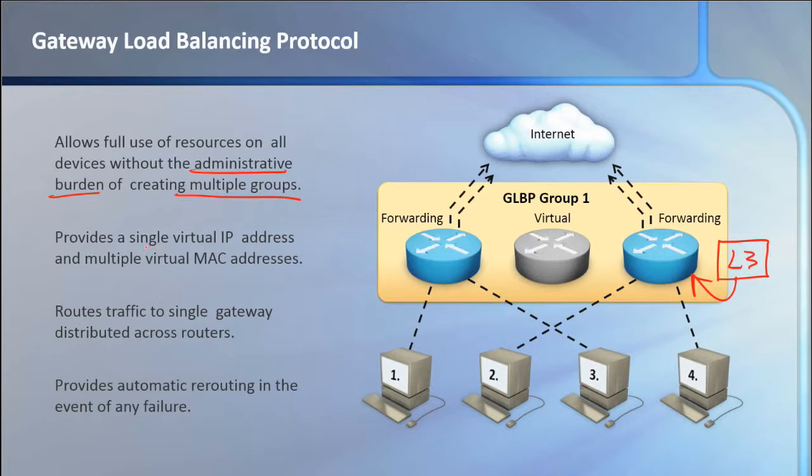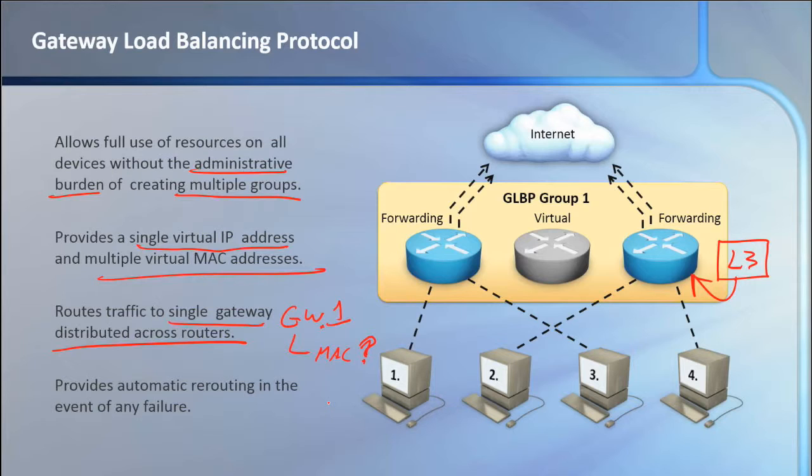GLBP provides a single virtual IP, but multiple virtual MAC addresses. That's what you saw before. It routes traffic to a single gateway, but that's distributed across multiple routers. In other words, everybody's gateway is .1, or whatever you choose to use. However, the MAC address that the .1 equals is going to be questionable. Depends on who's got the lightest load when you ask.